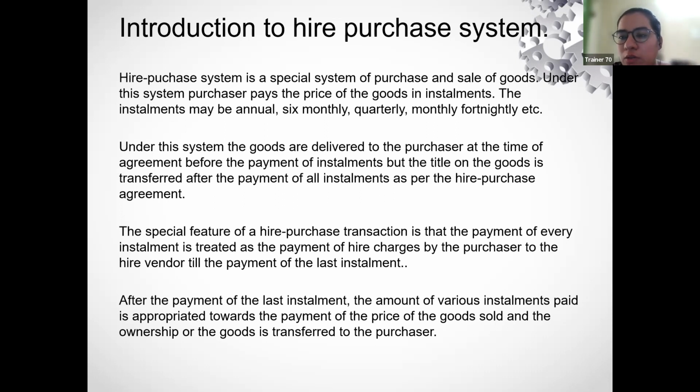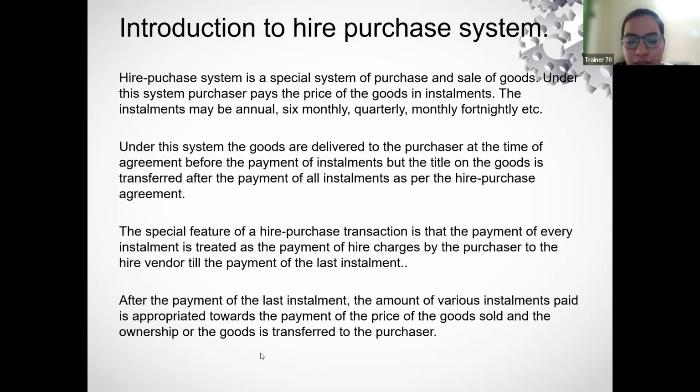We are aware, everyone does that now and then. You buy your electronics, you buy your cell phones on installment. Now everything is available on installment system. So can anyone of you give me some idea about what you mean by installment purchase? You can unmute and speak. Otherwise, you can even write it in your chat box. What do you mean by installment purchase?